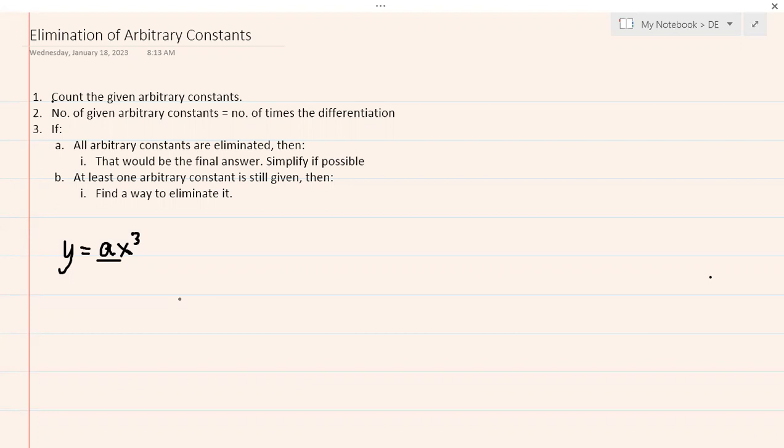So, kung isa lang si arbitrary constant, that means isang beses mo lang siyang i-differentiate. So, that means let's differentiate the equation once. So, we will have y prime is equal to 3ax squared. Or, pwede siyang y prime is equal to ax squared. Bakit? Why is it that meron tayong ax squared, instead of 3ax squared? Bakit kaya?